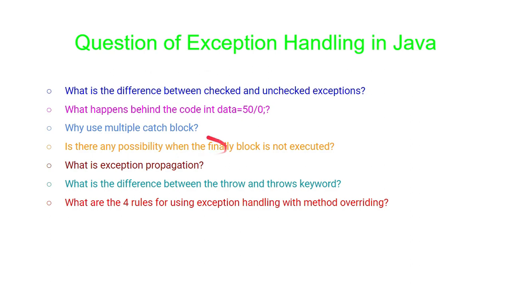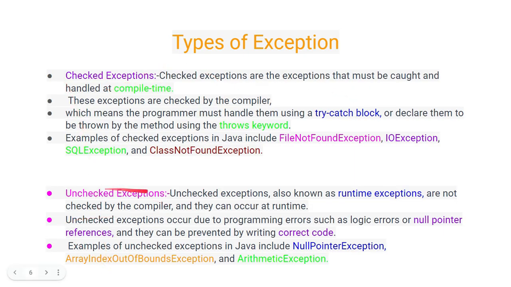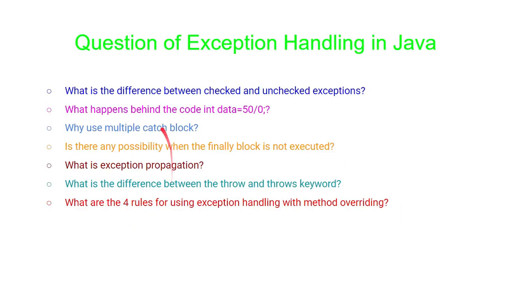Okay, so if I talk about the difference between checked and unchecked, we have already covered it in these slides. This is the checked and this is the unchecked. Checked exception occurs in the runtime, unchecked will occur in the compile time. It's wrong, I have said it wrongly. Checked exception means compile time, unchecked exception means runtime. What will happen behind the code int data equal to 50 by 0? If you divide any number by zero, it becomes infinite, and infinite will not be stored inside an integer type of data. So what will happen? We get one exception, which is arithmetic exception. So you have to think about it like that.